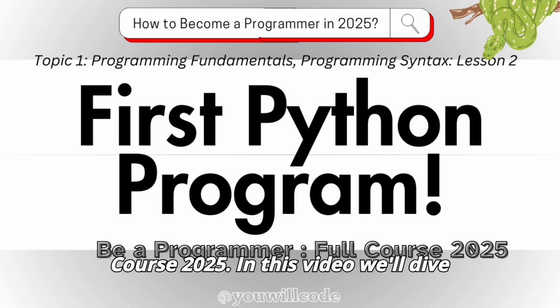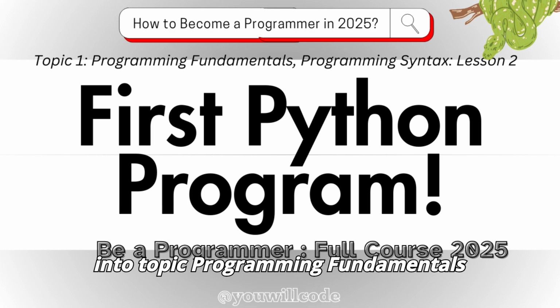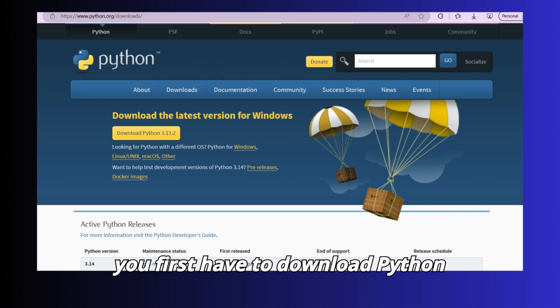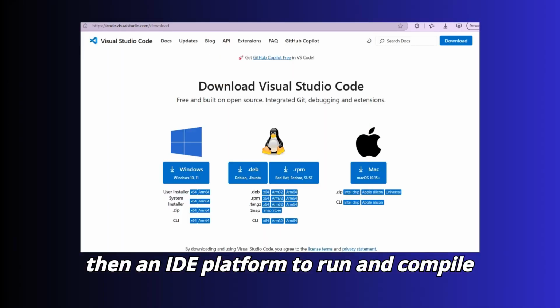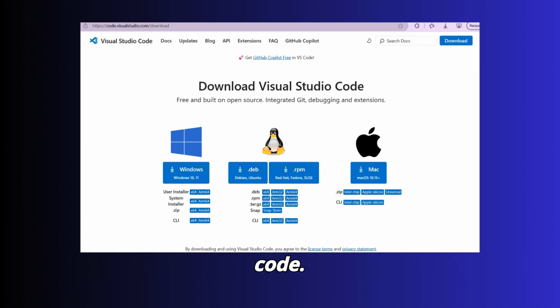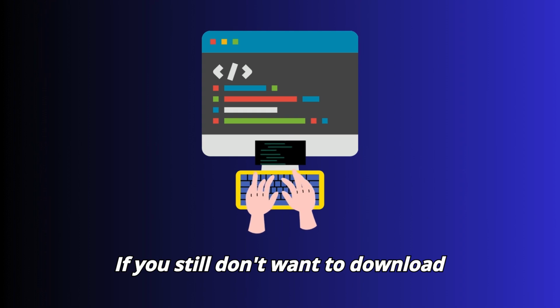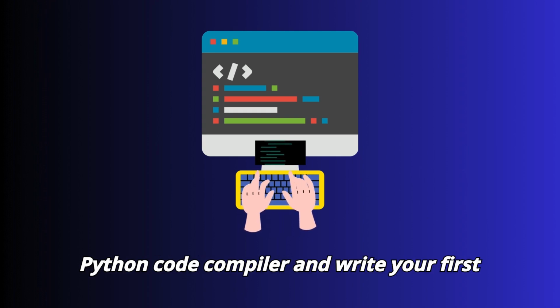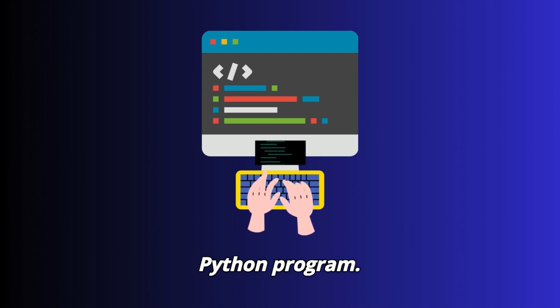In this video, we'll dive into the topic Programming Fundamentals. To run a Python program in your system, you first have to download the Python software version. Then, an IDE platform to run and compile your code, which can be Visual Studio Code. If you still don't want to download anything, then let's go to the online Python code compiler and write your first Python program.